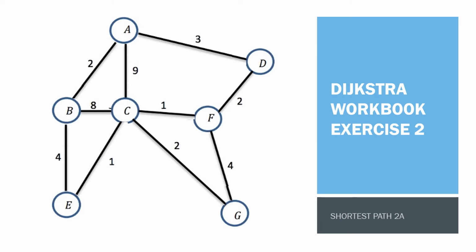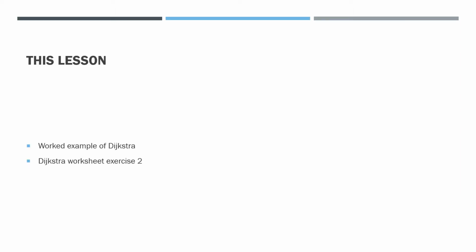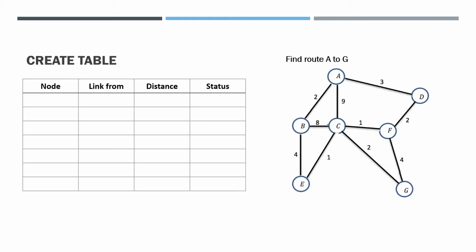Hello. In this short supplemental lesson, I'll show you how to complete exercise 2 from the Dijkstra workbook, and this might help you to understand better how the Dijkstra algorithm works. In this lesson, I'll go through a worked example of Dijkstra, specifically the Dijkstra worksheet exercise 2. Here's the map. You have to find a route from A to G. I expect that looks a bit familiar to you.